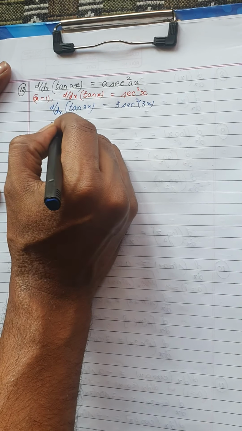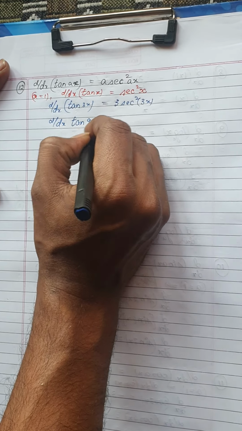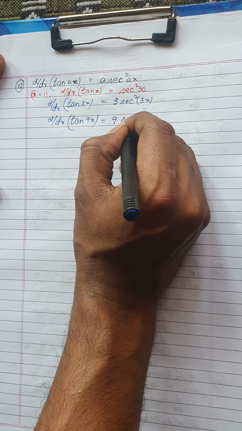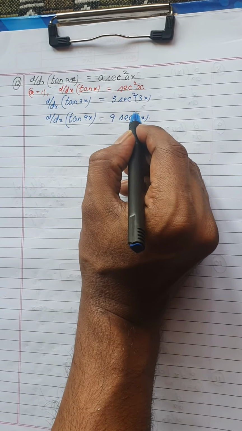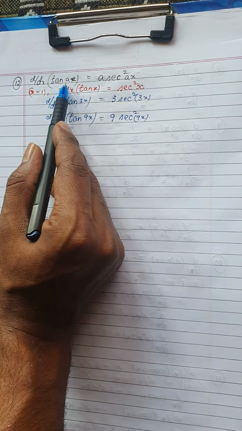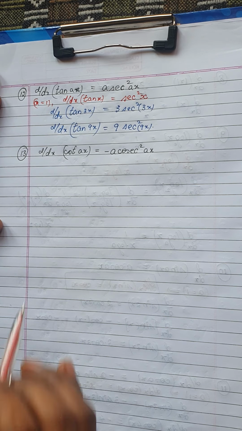Now if I want to find the derivative of tan 9x, remember, it is 9 into secant square 9x. Then this will always be secant square. So the derivative of tan is secant square. If any constant is there, then multiply that constant and keep the function as it is. Is it clear? Fine.